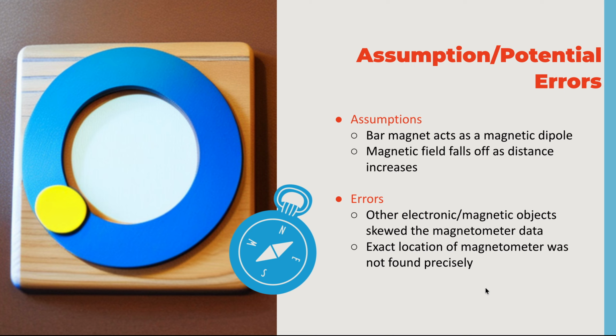So here are a few assumptions and possible errors that could have been made. In this lab, I assumed that the bar magnet acted as a perfect magnetic dipole and that the field falls off predictably as distance increases. There also were potential errors that may have occurred, such as electronic devices or other magnetic objects near the setup that could have skewed the magnetometer data, and the exact location of the sensor chip inside the phone may not have been perfectly identified.